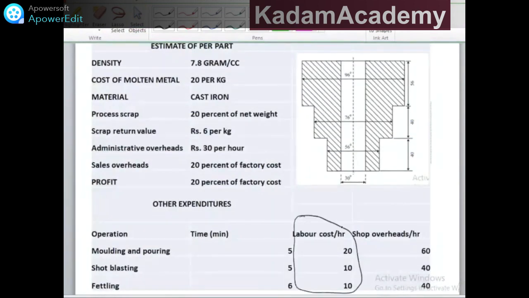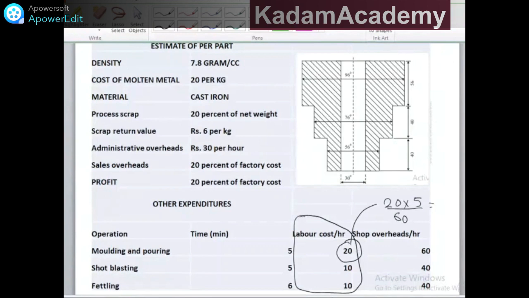So you have to convert this cost into INR. So how to convert this? That is 20 into machining time for molding and pouring, which is 5, divided by 60 because it is in hours. So you have to convert all the values of labor cost per hour into INR. Then tell me what is the total labor cost. Convert every labor cost per hour into INR and add all the three labor costs for all the three operations and tell me what is the final value.